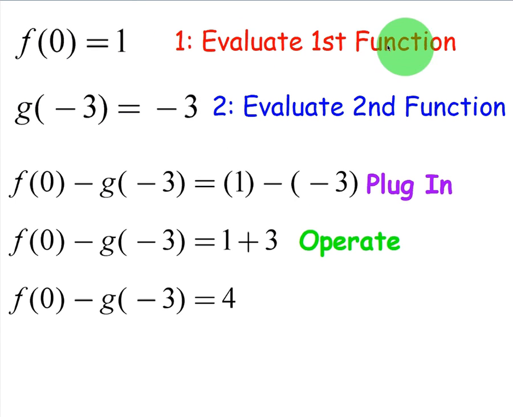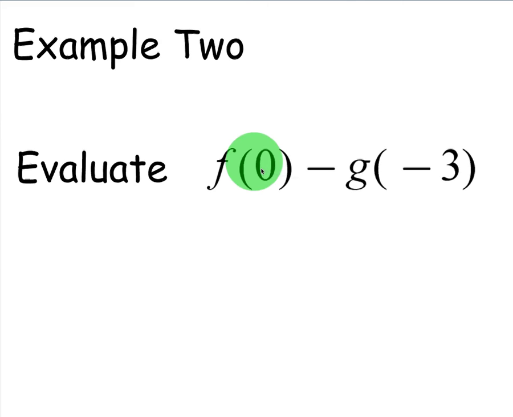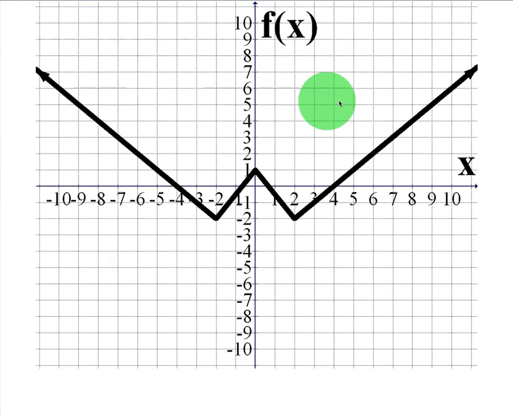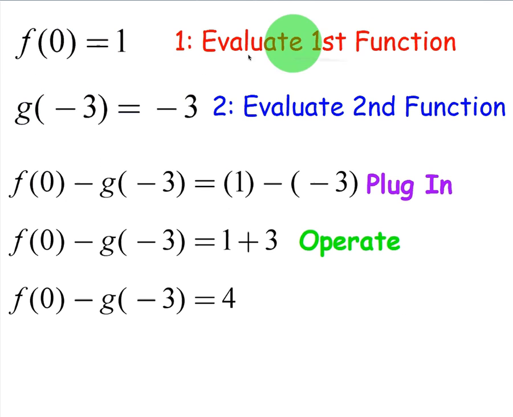Step 1 is to evaluate the first function, so we need to figure out what f of 0 is. If we go to the graph and we go to x equals 0, we see that the point on the function is at 1. So therefore, f of 0 is equal to 1.